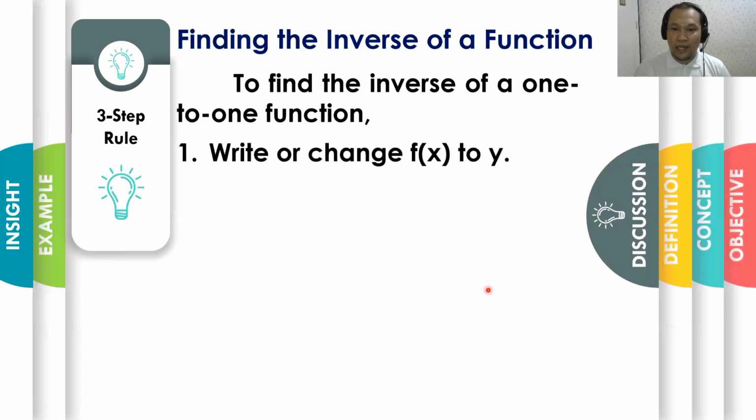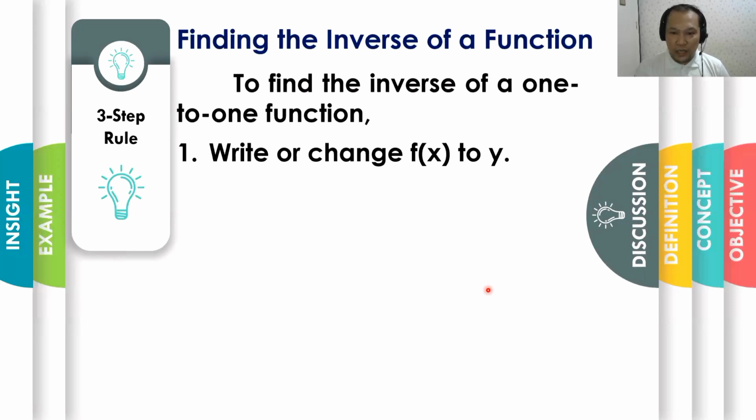Step number 1 is to write or change f of x to y. If the given function is already written as y, then you are not going to perform the first step. But in case the given function is written as f of x, g of x, h of x, therefore, you have to change that to y.